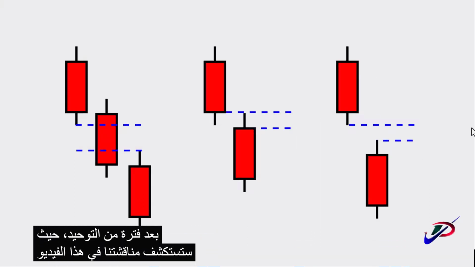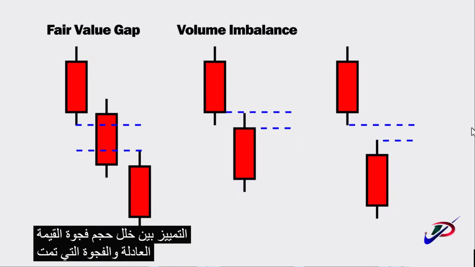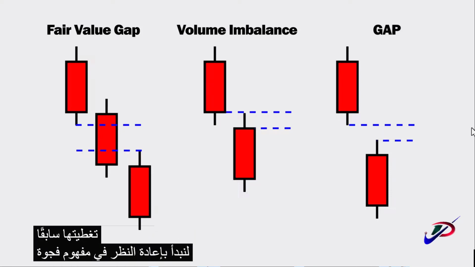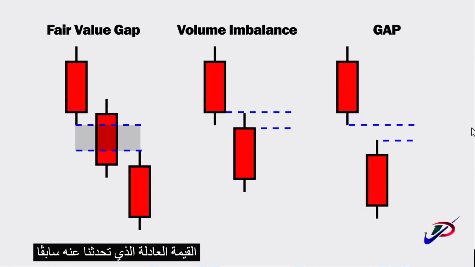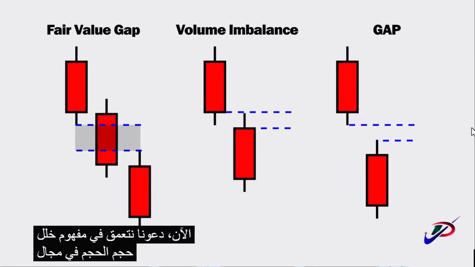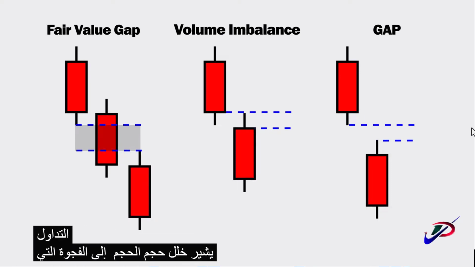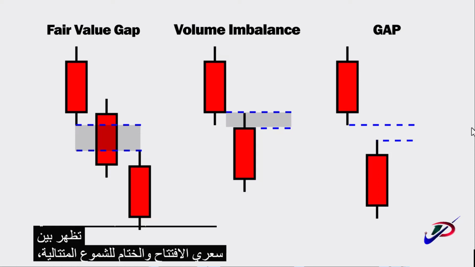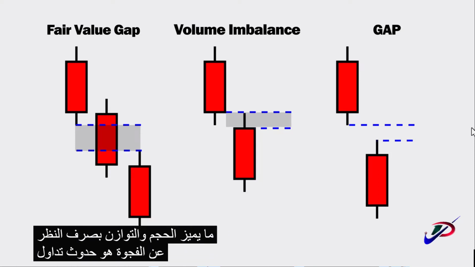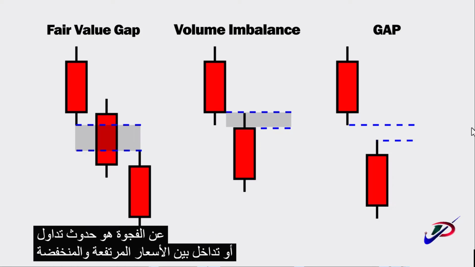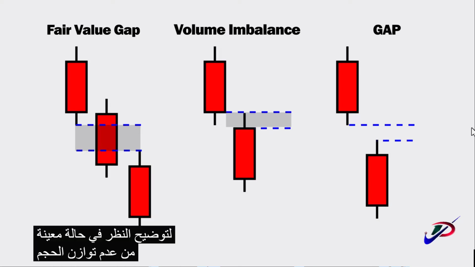Finalizing our discussion in this video, we'll explore the distinction between a fair value gap, volume imbalance, and a previously covered gap. Let's start by revisiting the concept of a fair value gap that we've previously talked about. Now let's delve into the concept of volume imbalance within the realm of trading. A volume imbalance refers to a gap that emerges between the opening and closing prices of consecutive candles. What sets a volume imbalance apart from a gap is the occurrence of trading or overlap between the high and low prices. To illustrate, consider a specific case of a volume imbalance.